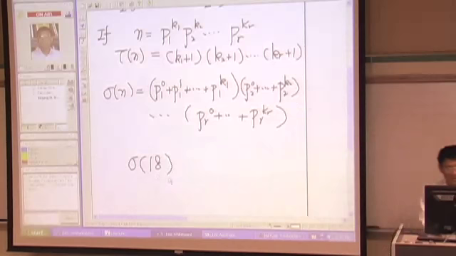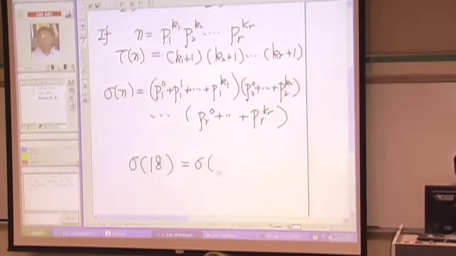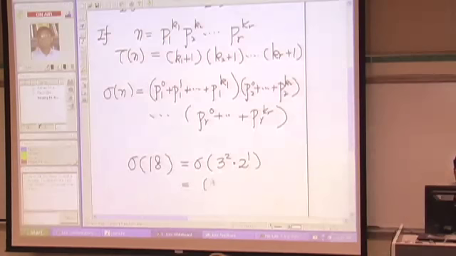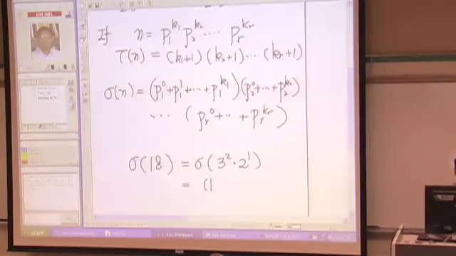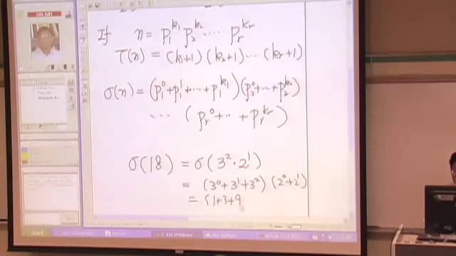Then it is the product of 3 to the power of 2 and 2 to the power of 1. For 3, we have 1, or 3 to the power of 0, to indicate the idea: 3 to the power of 0, 3 to the power of 1, 3 to the power of 2, multiplied by 2 to the power of 0, 2 to the power of 1. Then it is 1 plus 3 plus 9, and then this is 1 plus 2.